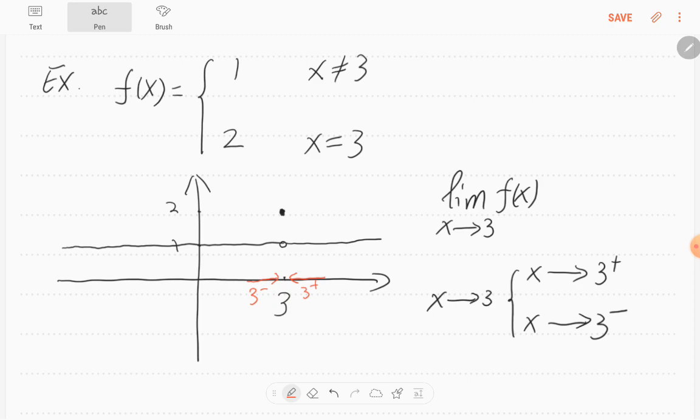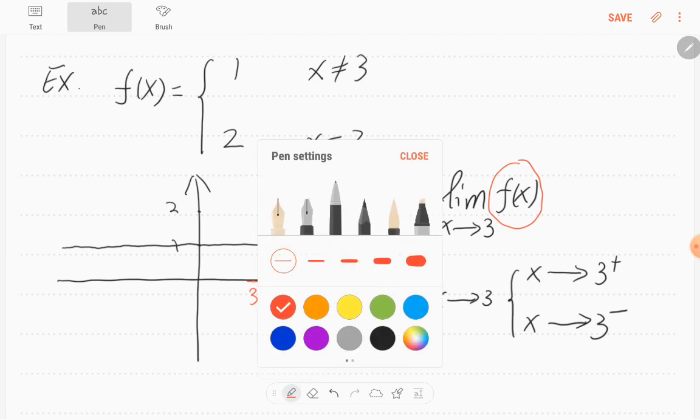Okay, so many students will make a mistake. They say, okay, x approaches 3, so the result would be 3, because these two red arrows will point to 3. But remember, this is the limit for the function f, okay, not x. So we need to care about the f values when x approaches 3 from the right side of 3 and from the left side of 3.